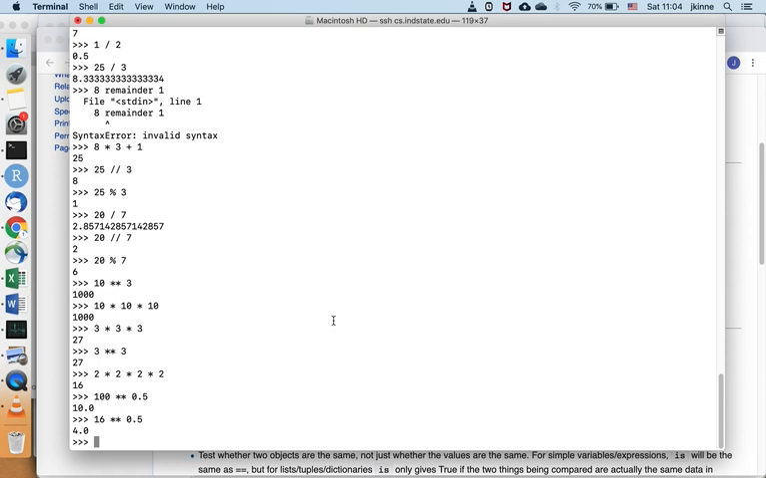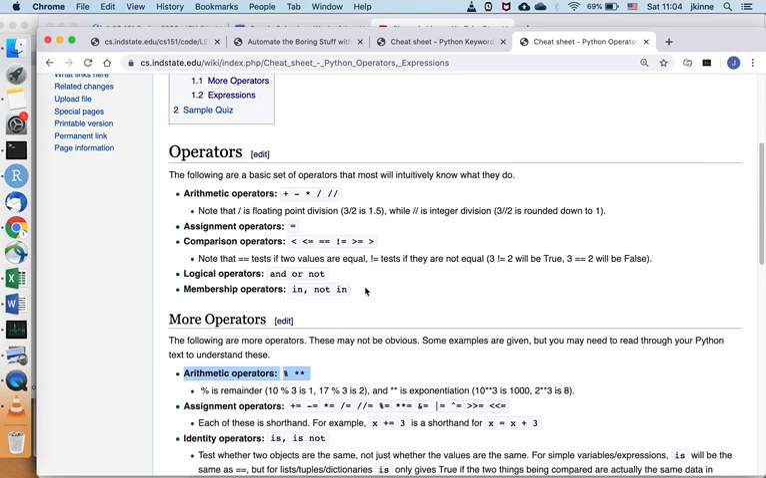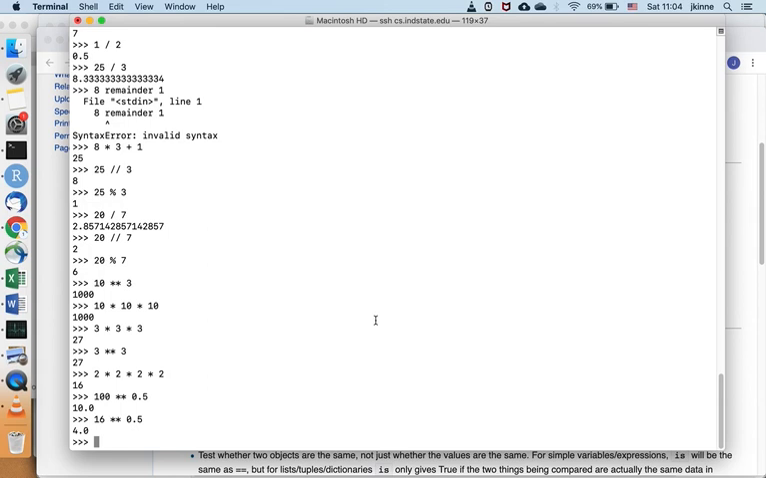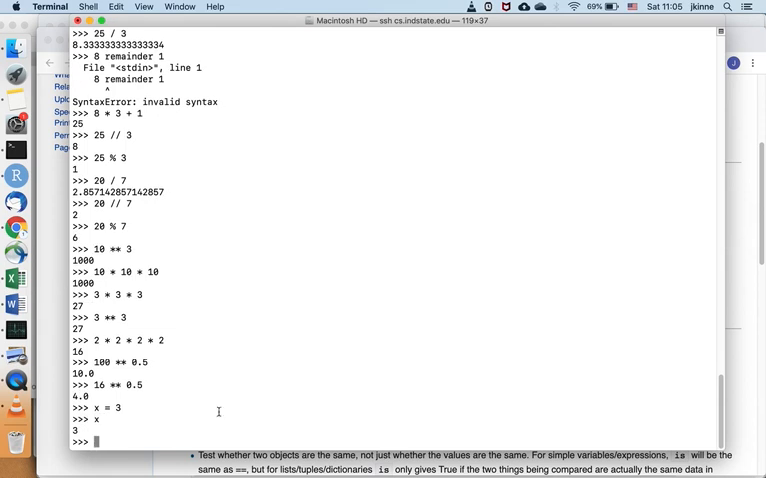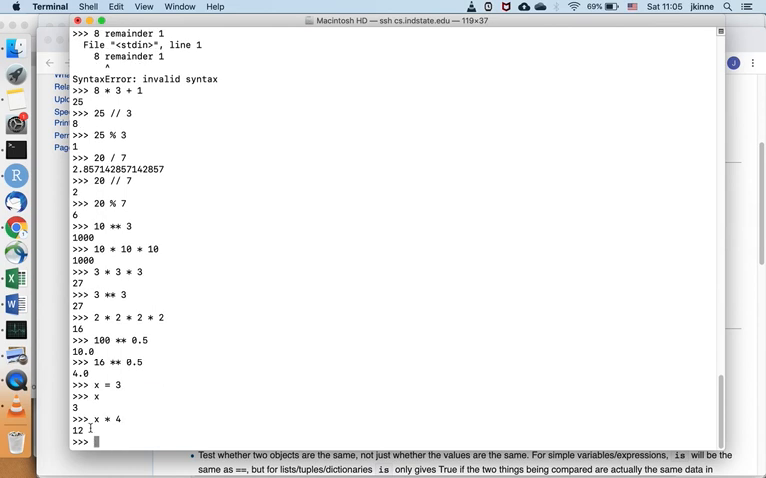Okay, so a lot of the rest of these aren't particularly useful unless we have variables. So we're going to go ahead and make a variable: x equals 3. What Python does when I run this expression is it takes whatever the value is over here, 3, and stores it in a place in memory that we call x. So now if I do x times 4, it's going to get the value of x and put it into this.